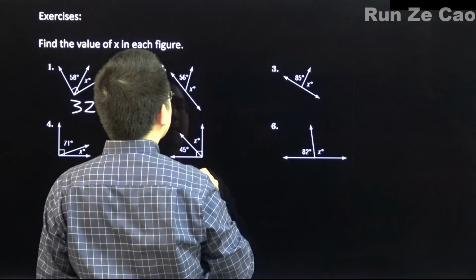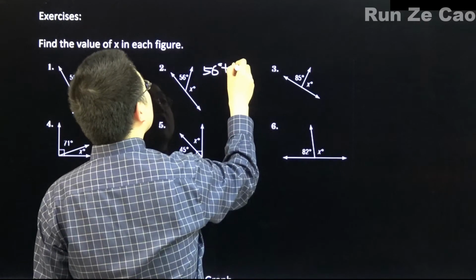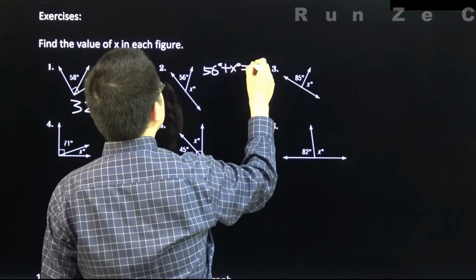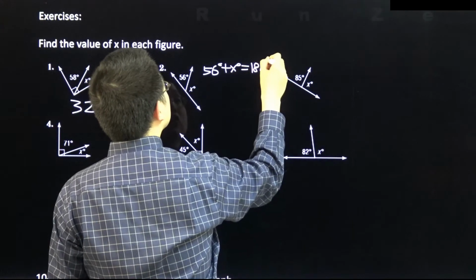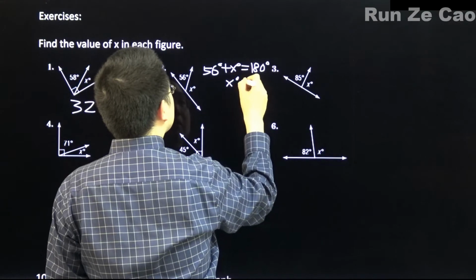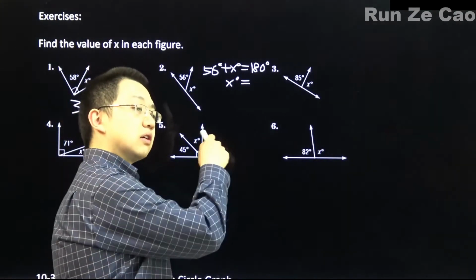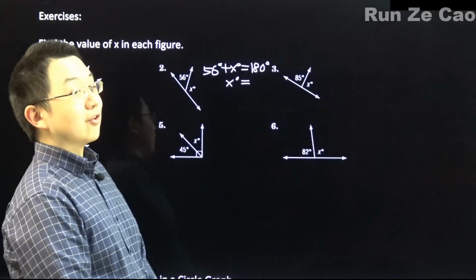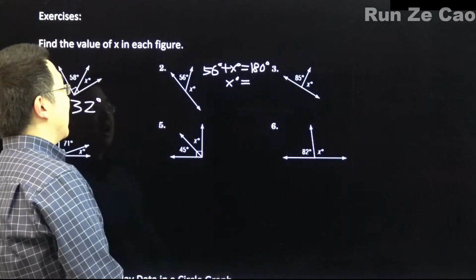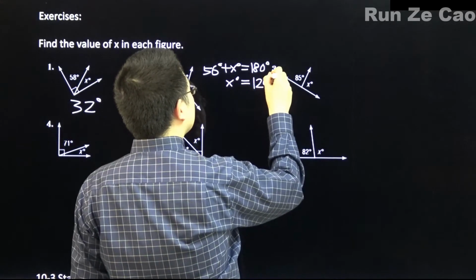So, 56 degrees plus x degrees. Showing your steps is generally considered a good idea. And not showing your steps can be foolhardy. Of course, the rearrangement step, that's another story altogether. So, you can just subtract right away. 124 degrees.